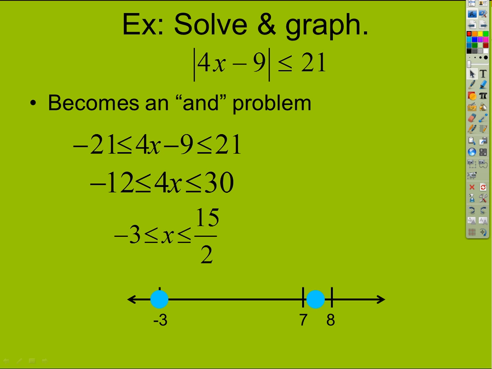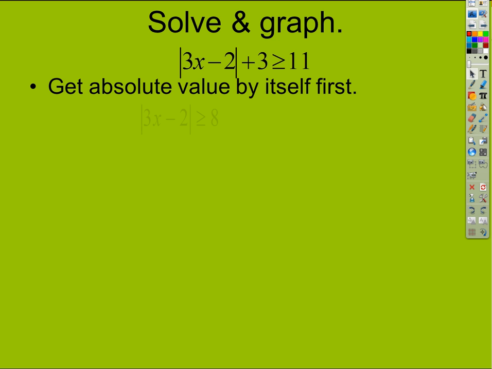What about this guy? What do I have to do on this one? First thing I have to do, just got to subtract 3 because I got to get the absolute value part by itself. Okay, now what? Got to make a trade, right? I've got absolute values in this inequality, so I got to trade it for 2 regular ones.